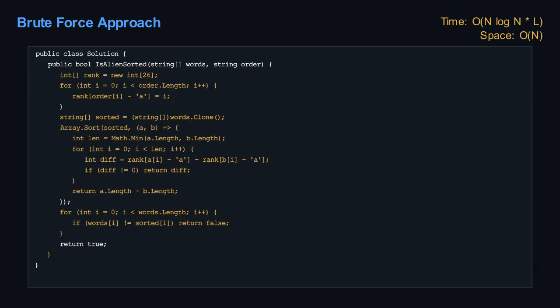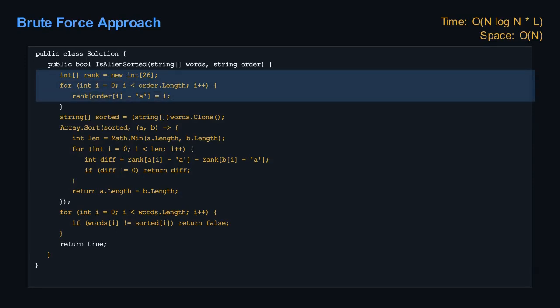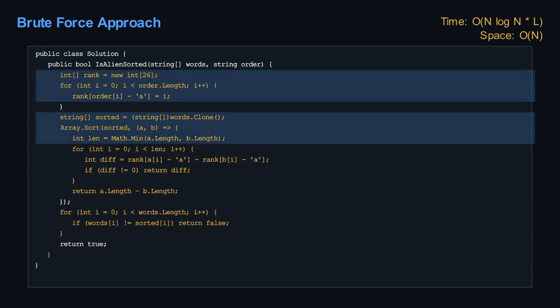A straightforward but inefficient approach would be to clone the input words array, and then sort this copy using a custom comparison logic. This custom comparator would consult our alien alphabet to compare characters. After sorting, we'd simply compare the sorted copy with the original array element by element. If they are identical, the original array was sorted.